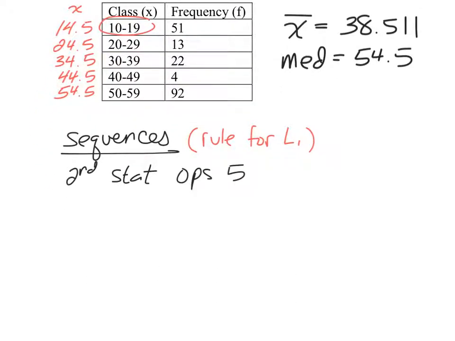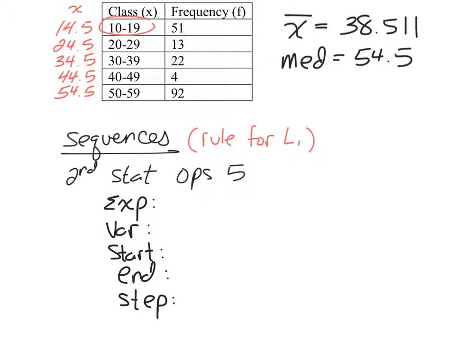All right, so again, just so I have complete notes here, when you use second stat ops 5, the sequence function, it's the expression, the variable, start, end, and step. Those are the relevant ones. So we had x and x, 14 and a half, 54 and a half, and we went by tens. Again, pretty good feature to become familiar with moving forward.